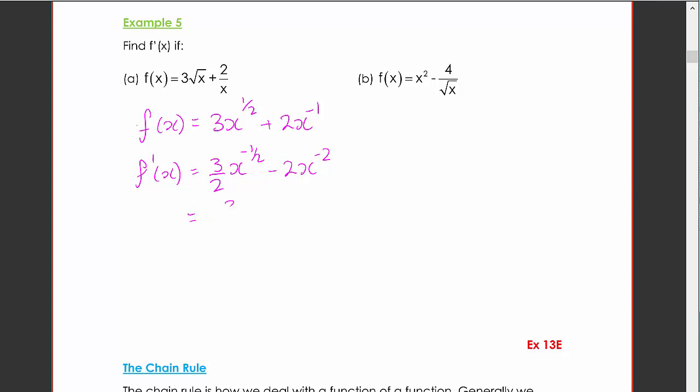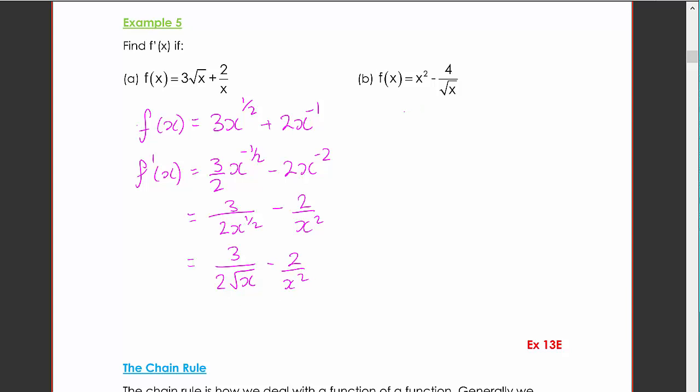Now x to the negative a half is x to the half on the bottom of the fraction. And here we've got 2 over x squared. That's because of the negative, just the same way that this one goes down to the bottom. And it was in radical form in the original question, so we should write that back. x to the half is root x. And then we've got 2 over x squared.